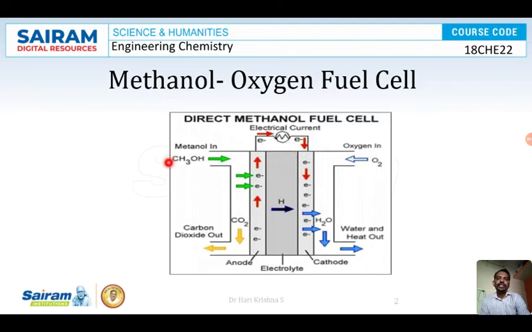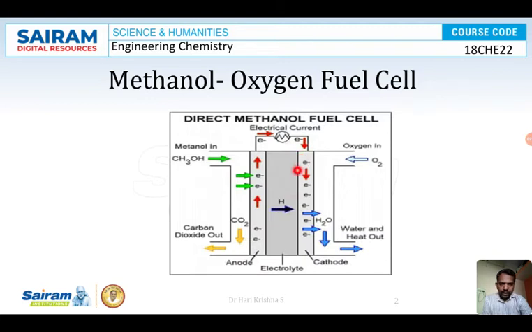The active species, that is the reactants, are methanol and oxygen. The active species of the anode is methanol, and the active species of the cathode is oxygen. Methanol and oxygen are stored separately outside. The anode and cathode are separated by a small membrane, and in between anode and cathode we have the electrolyte, that is sulfuric acid. The membrane is inserted adjacent to the cathode so that methanol will not diffuse towards the cathode.